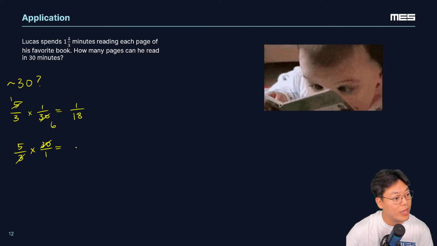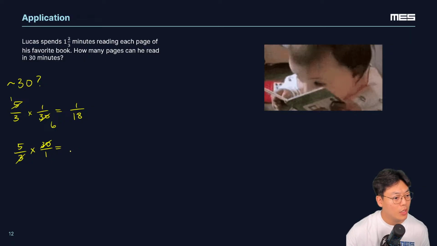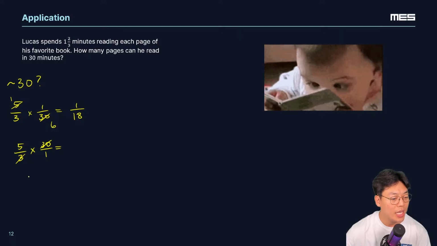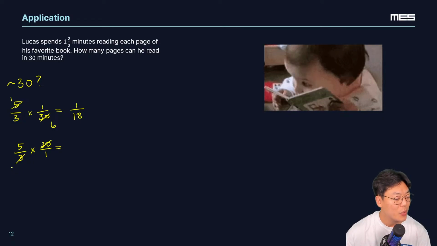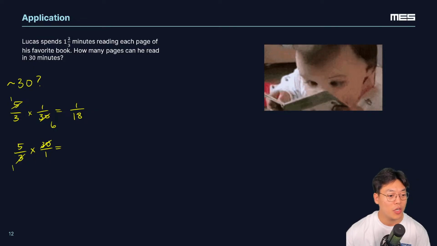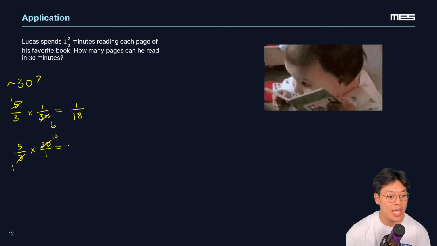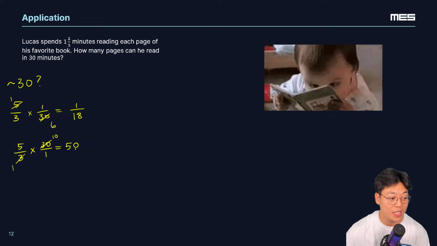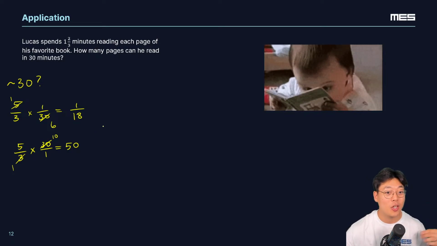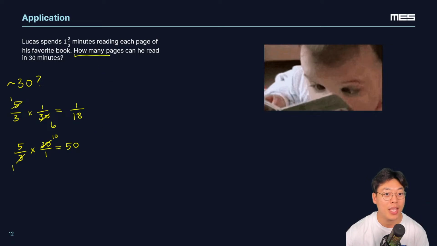So what would be my final answer here? 3 and 30 have a common factor of 3. So when I cancel these out, 3 divided by 3 is 1, and 30 divided by 3 is 10. So now I have 50. I see you said 50, correct. 50 is correct. But Chloe, we're asked for how many pages?